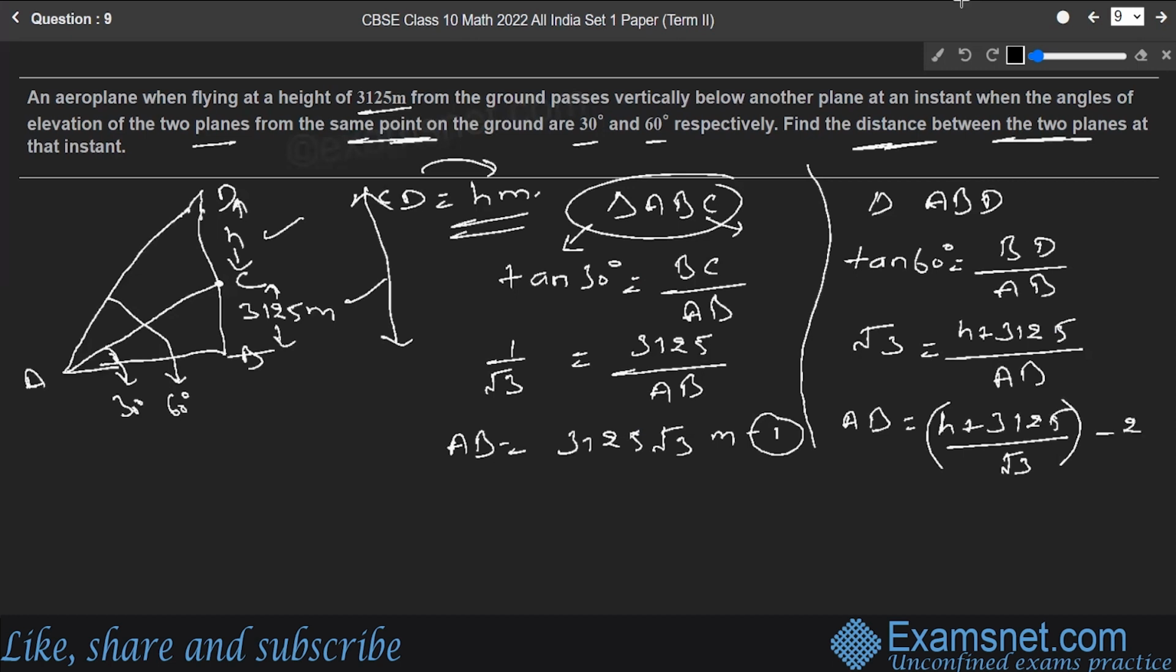So we can say this is equation number 2. From equation number 1 and 2, you can say that AB is used in both the left hand side and right hand side. So we can equate these two values, because these two values are only of AB.